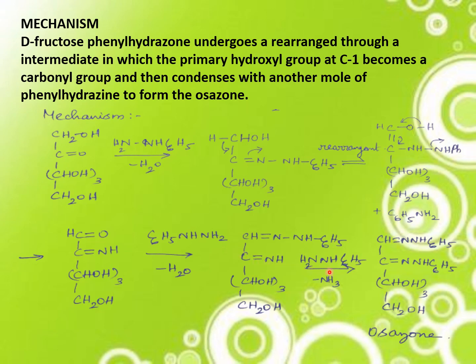Next one is we are going to add one more molecule of phenylhydrazine. Here ammonia is going to eliminate. Here NH2 and one more hydrogen at this position will eliminate as NH3. The remaining C double bond N, NHC6H5 is formed at the second position. This is the structure of osazone. The same osazone is formed for both reactions of glucose and fructose with phenylhydrazine. This is the important question which is being asked often for the exams.